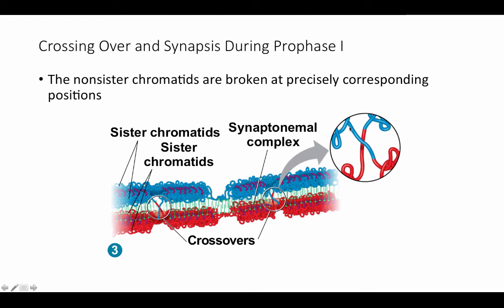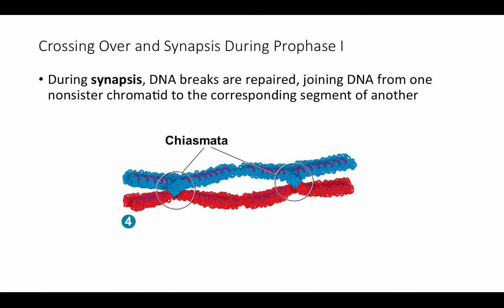So here we see the paternal homolog joining together with the maternal one in both of these cases. This is the crossing over. They're actually going to exchange genetic material. So during this period called synapsis, where the two homologous chromosomes are held together, the DNA breaks are repaired, and it's going to join DNA from one non-sister chromatid to the corresponding segment of another. This is that process that we just saw, where the paternal part of the chromosome is joined to the maternal one, the maternal to the paternal, and so they're just exchanging sections of that chromosome.